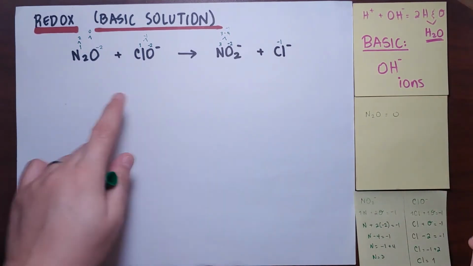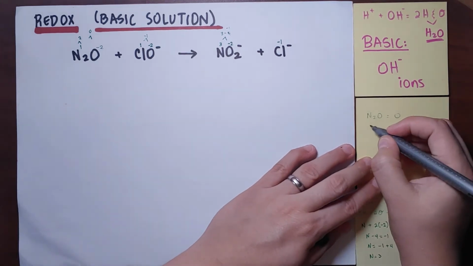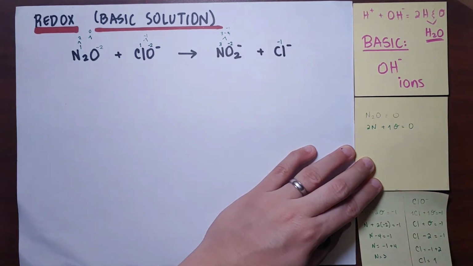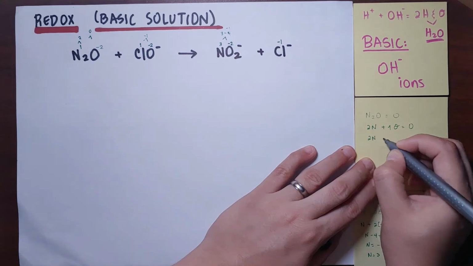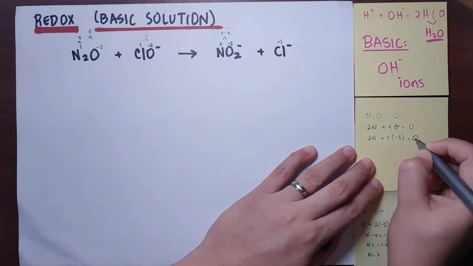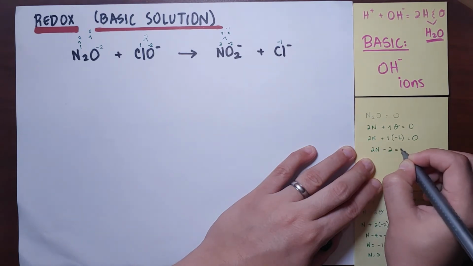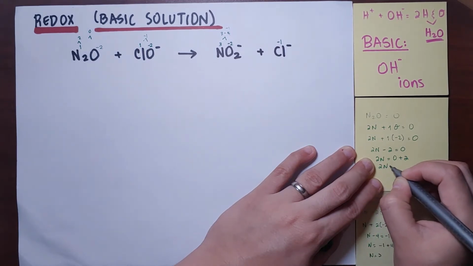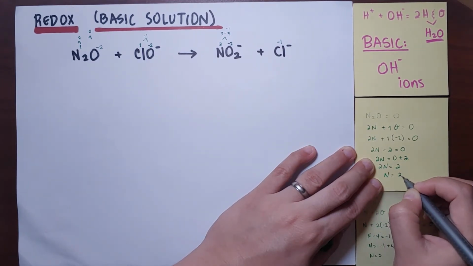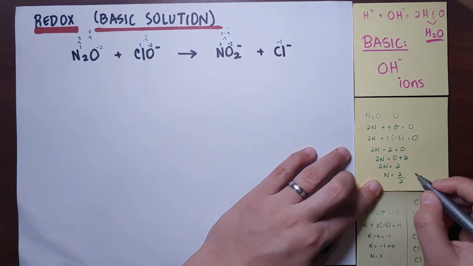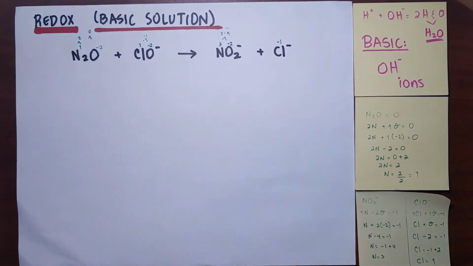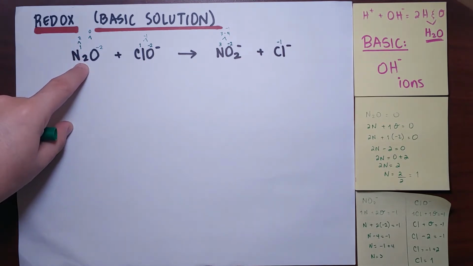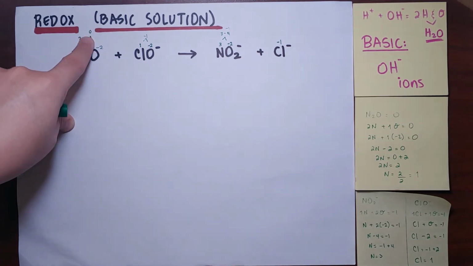N2O equals, this is a compound, so it should be equalized to 0. So 2 nitrogens plus 1 oxygen equals 0. I want to know what nitrogen is. So 2N plus 1 times the charge, 0. 2N minus 2 equals 0. 2N equals 0 plus 2. 2N equals 2. N equals 2 divided by 2, because this one is multiplying. So 2 divided by 2 is 1. Okay, the oxidation number is 1 times 2, 2 minus 2, 0.